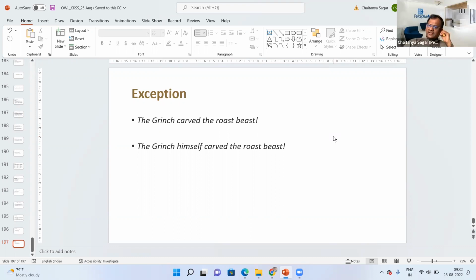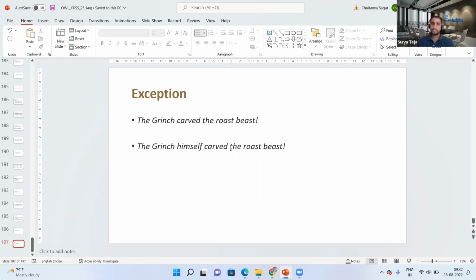What does it mean? Grinch carved the roast beast. Grinch is the person, Chaitanya. Okay. Carved. So they are talking about a person basically. Actually, it is a famous novel. Grinch is, I think, the king in that particular novel. So the sentences are taken from that novel. So Grinch is the name, is it? Yeah, Grinch is the name. Carved the roast beast. That's what it says.